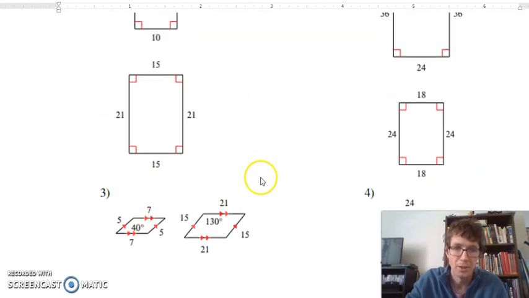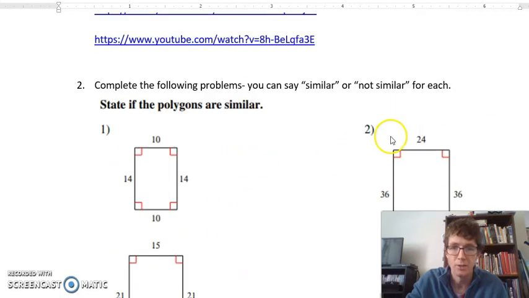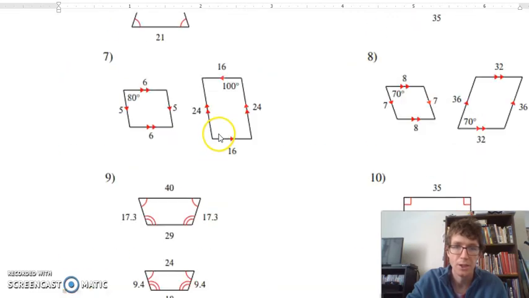What I'm going to do is I'll do like 1 and 3, but that'll leave you guys to do 2, 4, and the rest of these. And they're pretty quick problems.